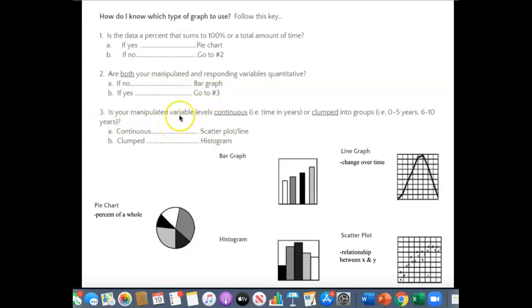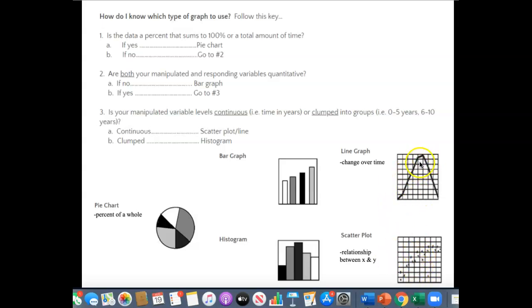So go here. Is your manipulated variable continuous? Like, does it follow along an interval? Is it time? Could it be a decimal? Something like that. Continuous data. Or are you clumping it into specific groups? So if it's continuous, then it would be a scatter plot or a line graph. Lines specifically mean a change over time, whereas a scatter plot is specifically showing a relationship with the two variables between x and y.